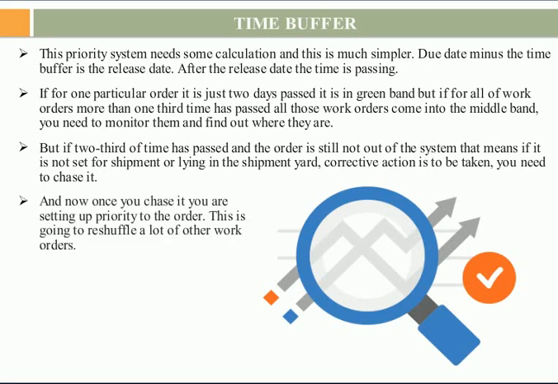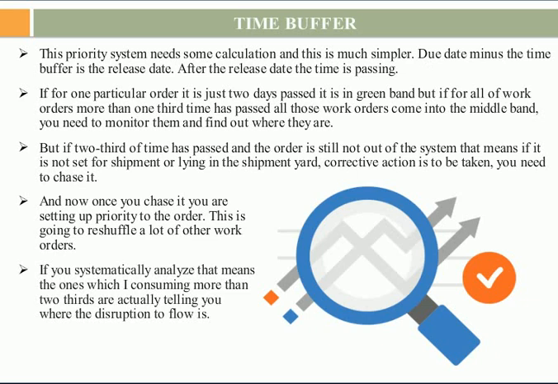Now once you chase it, you are setting a priority for the order. This is going to reshuffle a lot of other work orders. But you don't worry about it, because not all of them require chasing. And if you systematically analyze, the ones which are consuming more than 2/3 are actually telling you where the disruption to flow is. So this is also giving you a focusing mechanism.